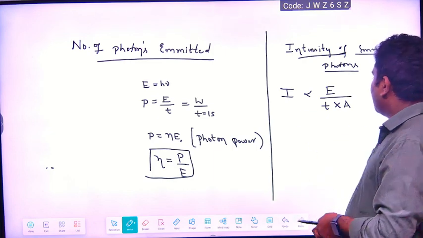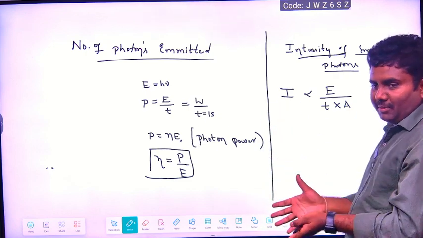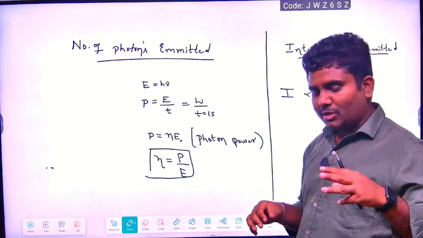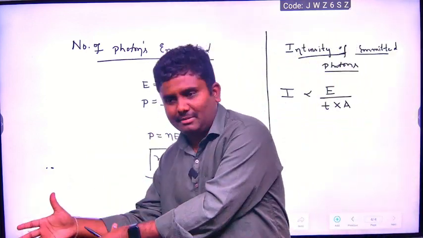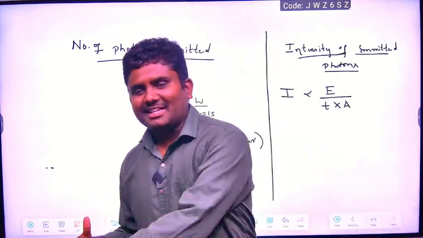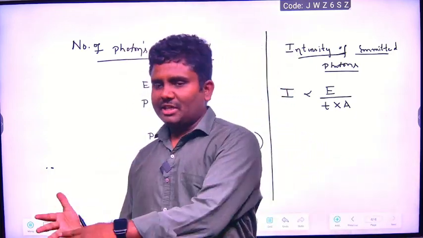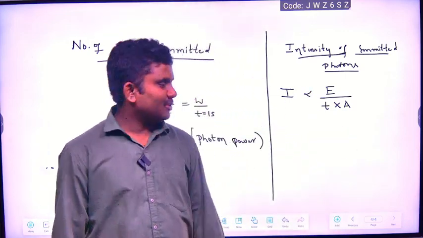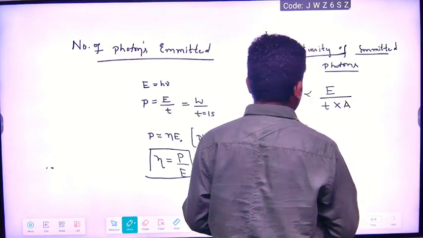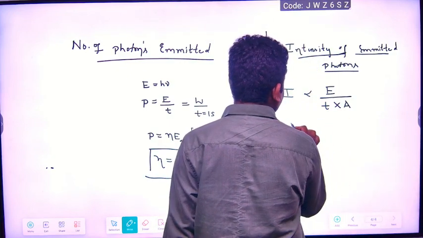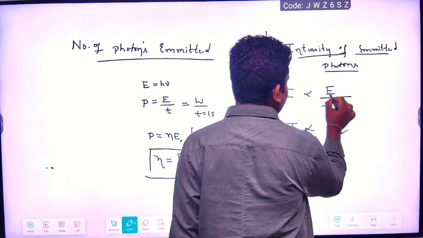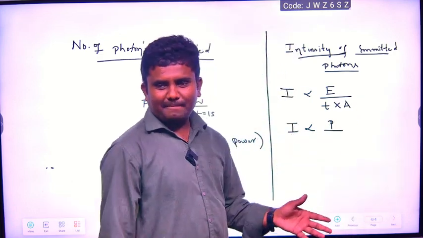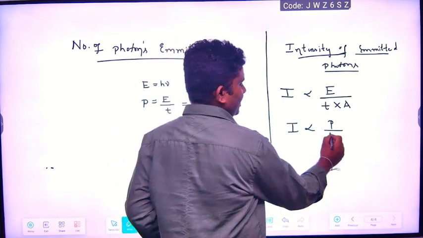That's why the energy per unit area in a given interval of time is what we call intensity. The total energy passing through a given surface area, not unit area, it is surface area. The energy that passes through a given surface area in a given time is what we call intensity of emitted photons. Okay, now that is E. So intensity is directly proportional to E by T. E by T is equal to what? Power. Energy by time, per second, is power. P by A.